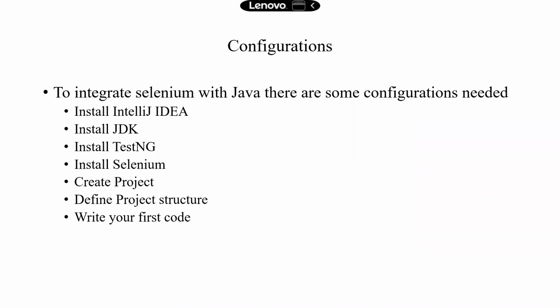We have to do some configurations. We have to install IntelliJ, which is the tool I will be showing you guys in a couple of minutes. This is the tool, the compiler, that we will be using to write our code in. Then we have to install the JDK, Java Development Kit. Basically, this is needed to write code in Java. Then we have to install TestNG, which is a framework that provides us some annotations that are helpful in writing up the code. Then we have to install Selenium, which is the tool we are going to use for automation.